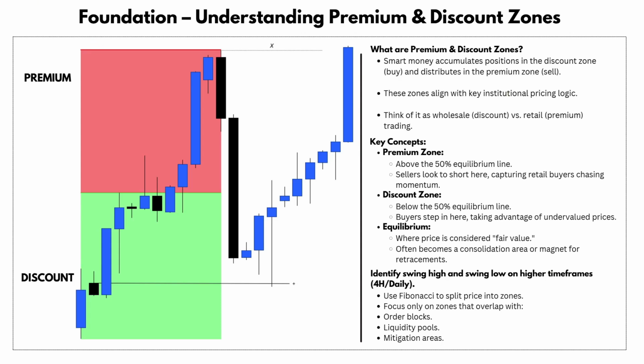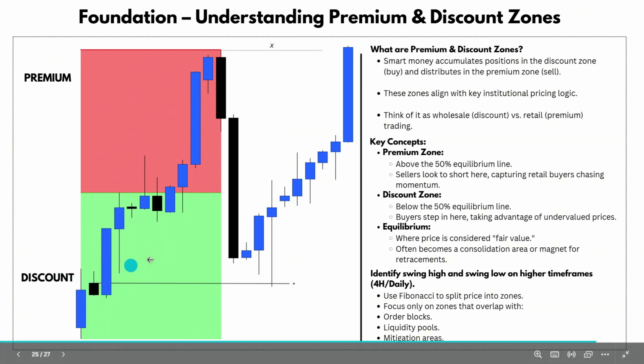First, the foundation, understanding premium and discount zones. What are premium and discount zones? Smart money accumulates positions in the discount zone, that is the buy, and distributes in the premium zone, which is our sell. So as we can see here, marked in green right here, our discount zone is where we buy at, and our premium zone is where we sell at.